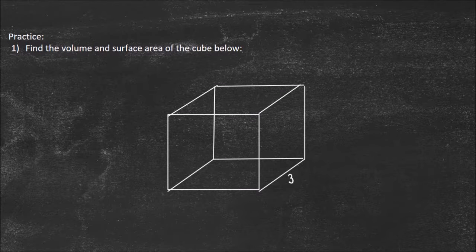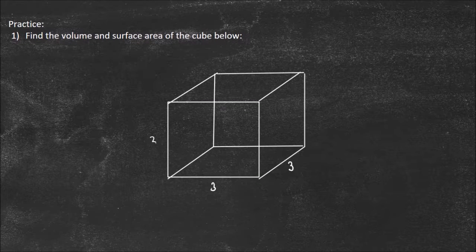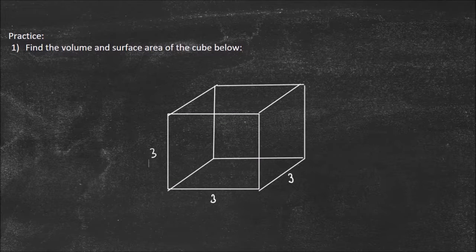Find the volume and the surface area of the cube below, and we see that it has a side length of 3. So if one side length is 3, then everything is 3, the other side as well as the height. Volume is just going to equal a cubed, which equals 3 to the third. 3 times 3 is 9, times 3 is 27. So 27 units cubed. Remember, volume gets cubed.